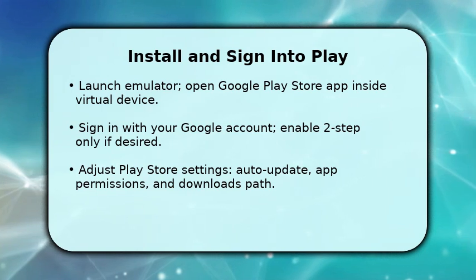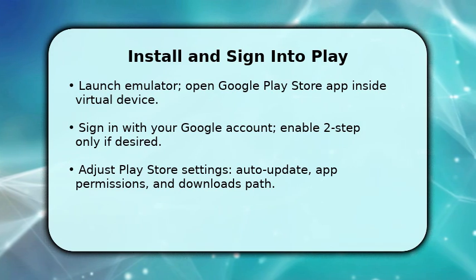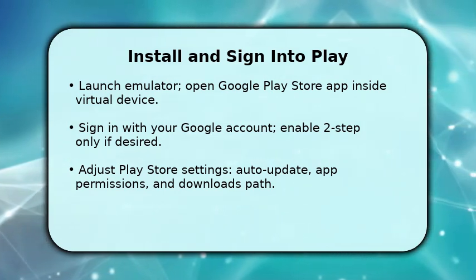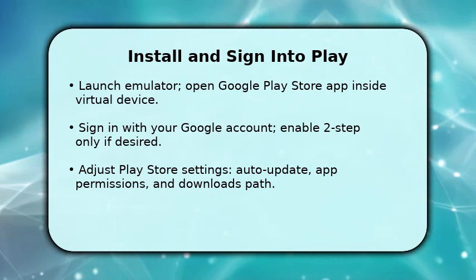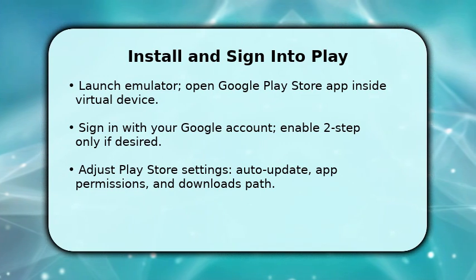After signing in, go into Play Store settings to pick Auto Update Preferences, manage app permissions, and set the download location. This optimizes storage and privacy. If updates require a restart of the emulator, do that before installing heavy apps.